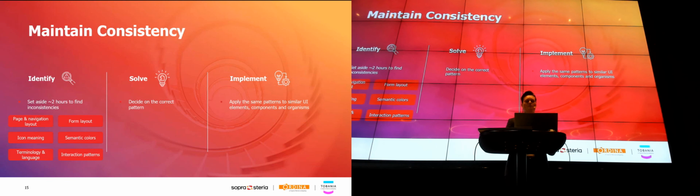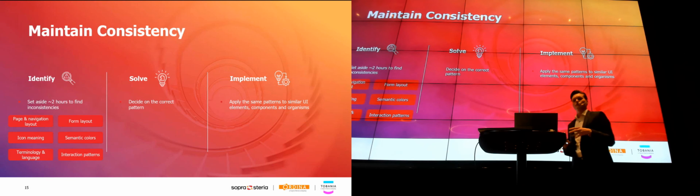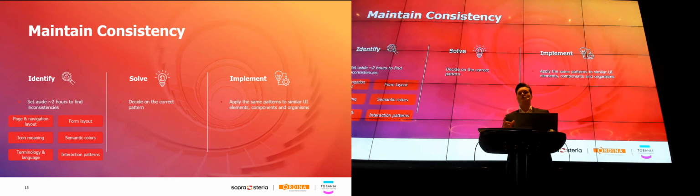When we implement it, apply the same patterns to similar UI elements, components, and organisms, if you studied atomic design. So it's not only form layouts, you can also have semantic button coloring, the same meaning of icons, for instance. Do you use icons consistently, like a pencil to edit, or a plus to add? Or if you want to create a new one, do you use create? Do you use save? Do you use submit? There are different wordings, and they can have the same meaning or different meaning, but you don't want to leave users guessing.